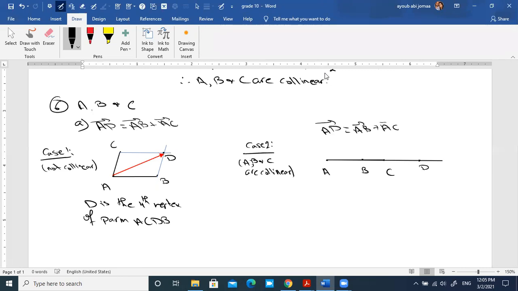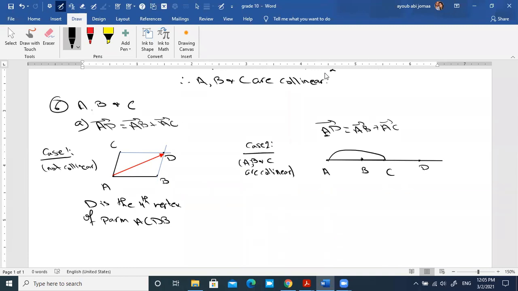AB plus AC. So first of all, from point A, you start from this initial point. You draw a vector equal to AB, which is vector AB. Now we continue from this point B, draw a vector equal to AC. In the same sense, from A to C, from left to right, in the same direction, so it is on the same line, draw a vector equal to this vector.